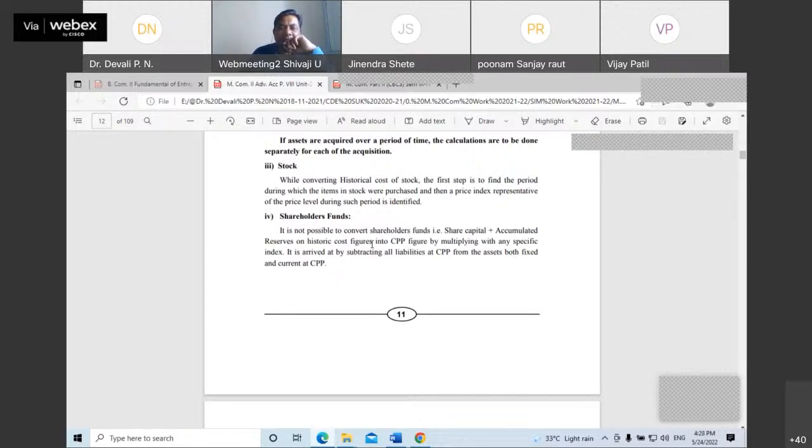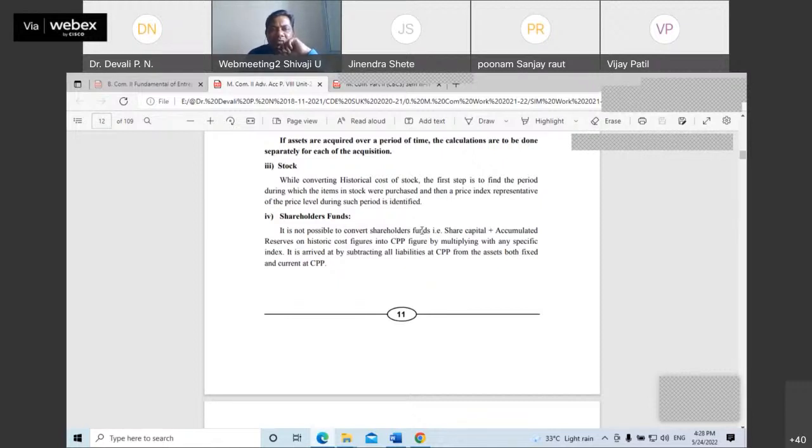Now the shareholders fund. What is shareholders fund? It can be considered as the net worth of the business. This shareholders fund is nothing but the share capital, inclusive of accumulated reserves. It means the profit and the general reserve can be considered. It is a part of our share capital.